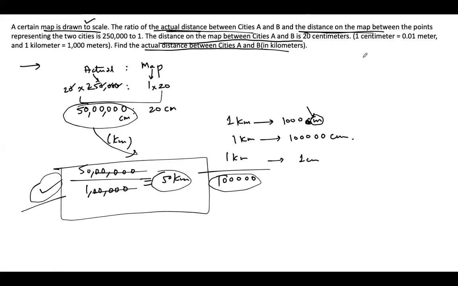Acha, acha. See, this is not good. Why? Because in a ratio there will never be any units. Yes, it will never have any unit.